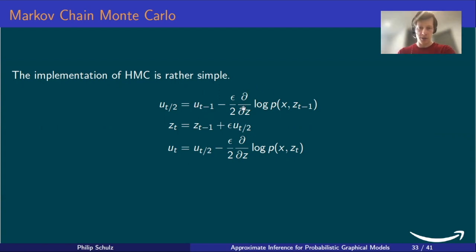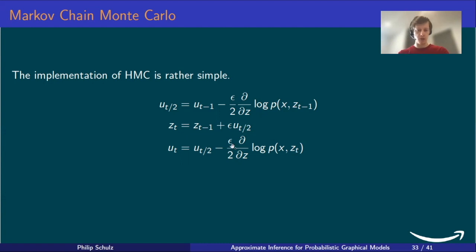And in order to update U, we need to take derivatives with respect to Z, which again is going to be done for us by automatic differentiation. So even if we have a very complex model here, we don't really need to worry. Then Z is simply updated with the value of U. And then we update U again with the gradient with respect to Z. Just notice that before we took the gradient with respect to the previous value of Z, and the second time we take the gradient with respect to the current value of Z.